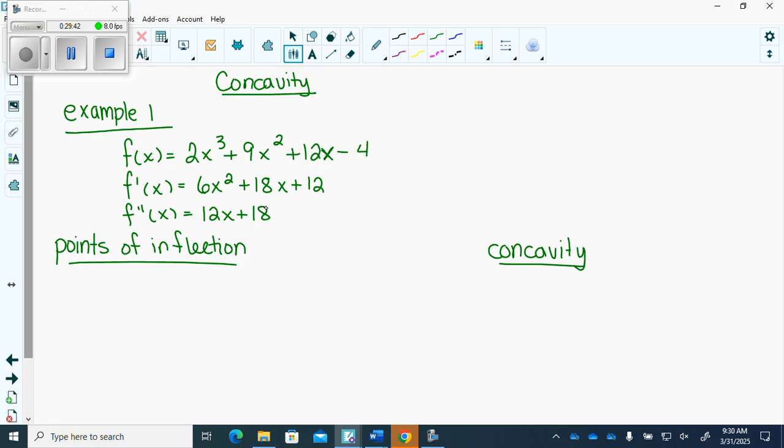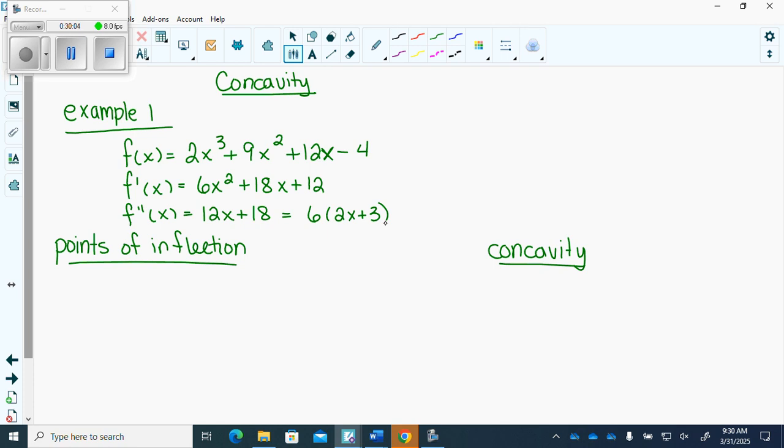What can I take out? You take out a 6, and I'm left with 2x plus 3. And they can ask you for the critical numbers of the second derivative, correct? The critical numbers of the first derivative get you maximums, minimums, and possibly a point of inflection. Yes? The critical numbers of the second derivative only get you a point of inflection.